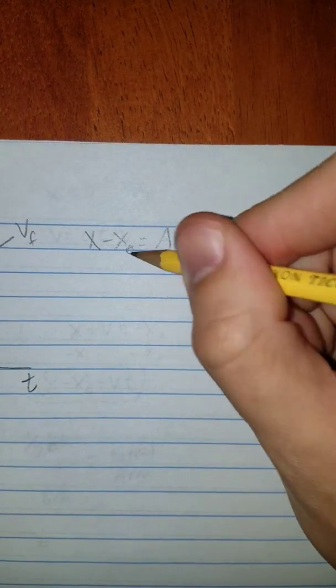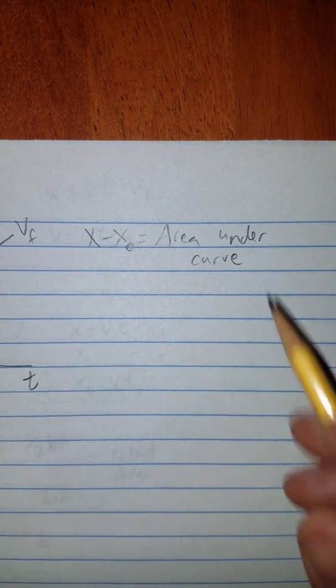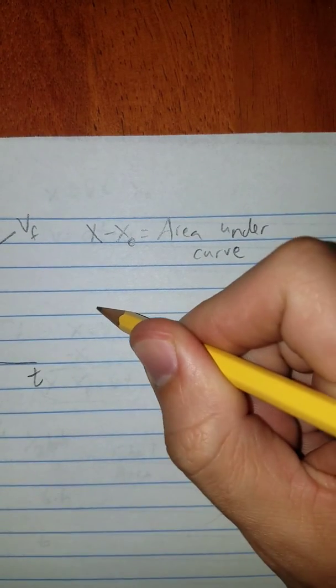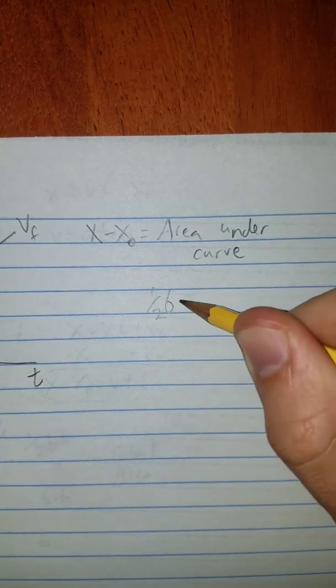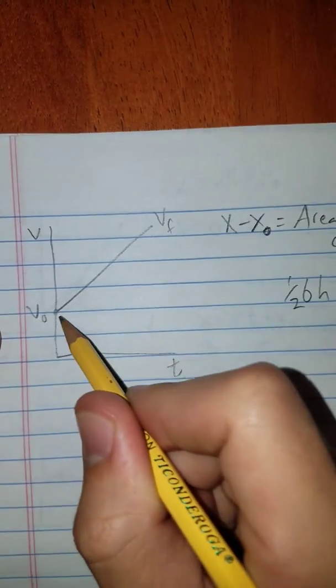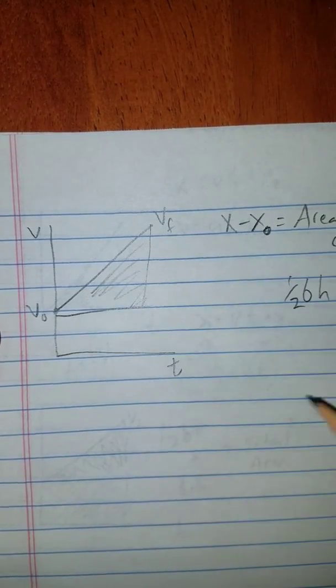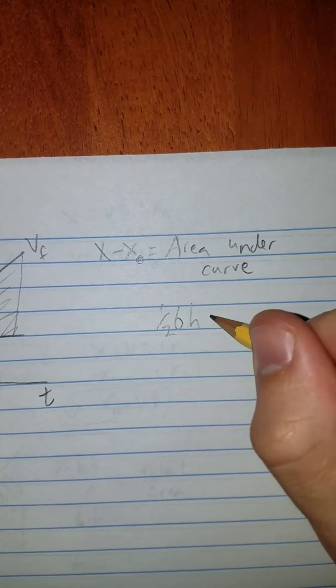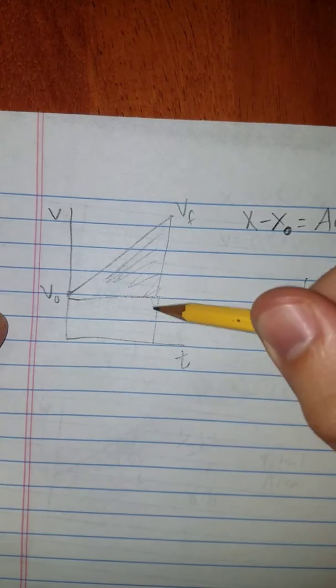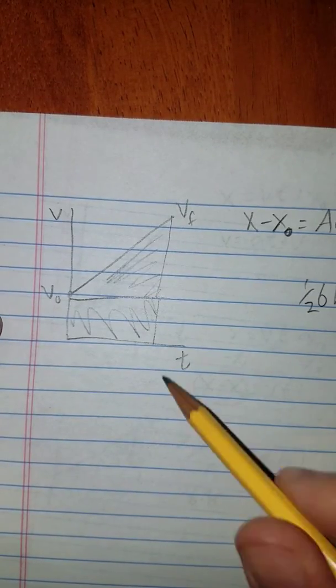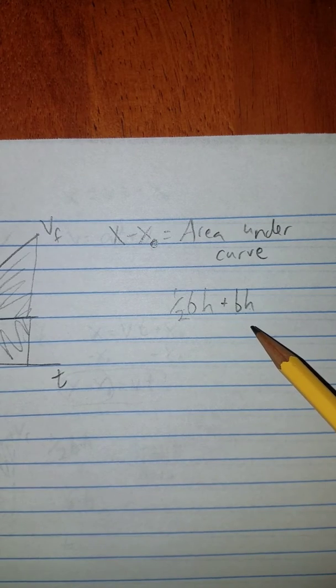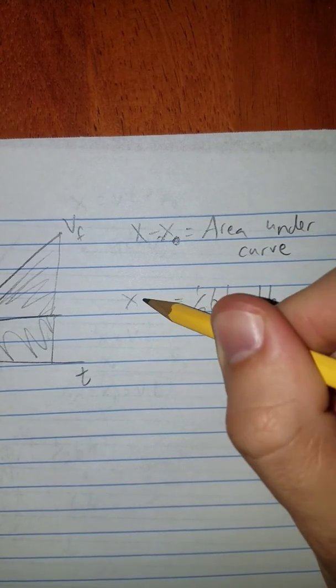That's x naught. Okay, so the area under the curve, we already said, is the 1/2 triangle part of it, this part here, plus the rectangle part, which is base times height. We add those two parts together and we get total area. It's just base times height plus base times height, velocity times time plus velocity times time. That gives us displacement. So that equals x minus x naught.